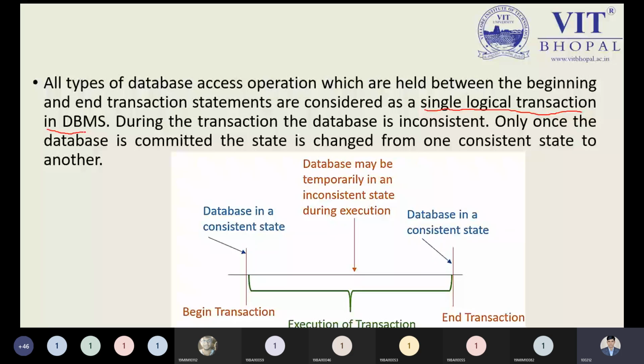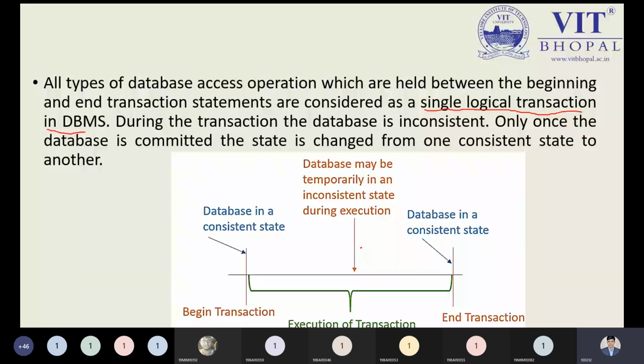Now on the diagram over the slide, at this specific moment we are beginning the transaction. So the database will be in a consistent state before the transaction. During the transaction, which is known as the execution of the transaction, the database may be temporarily in an inconsistent state. Why? Because during this transaction, data information may be updated or may lose some information.